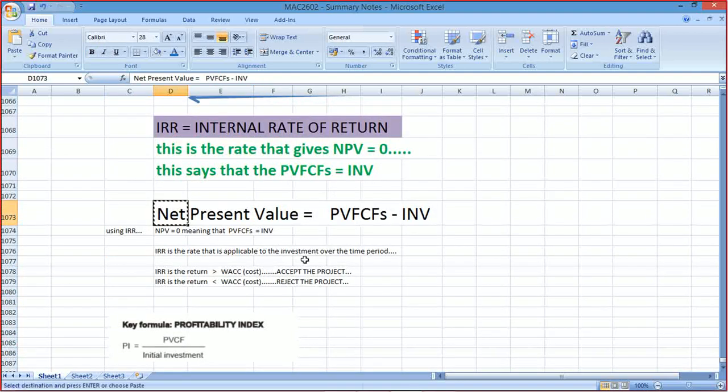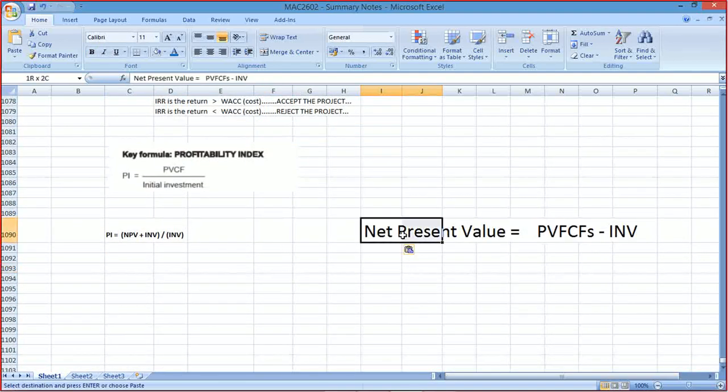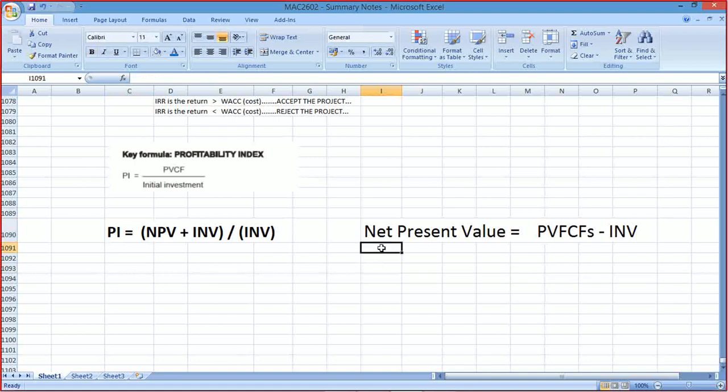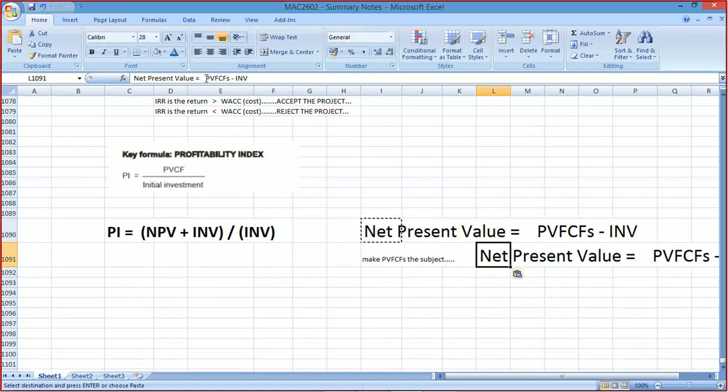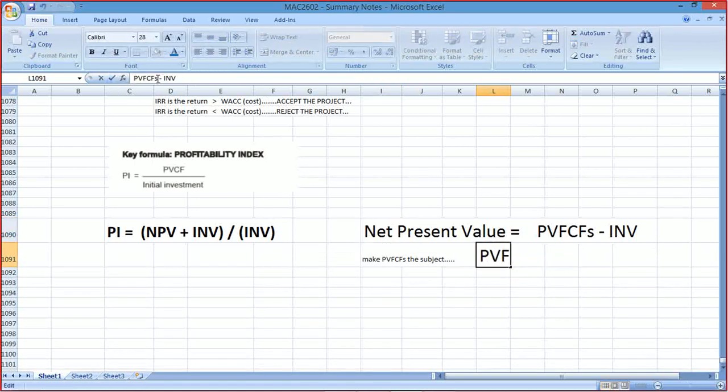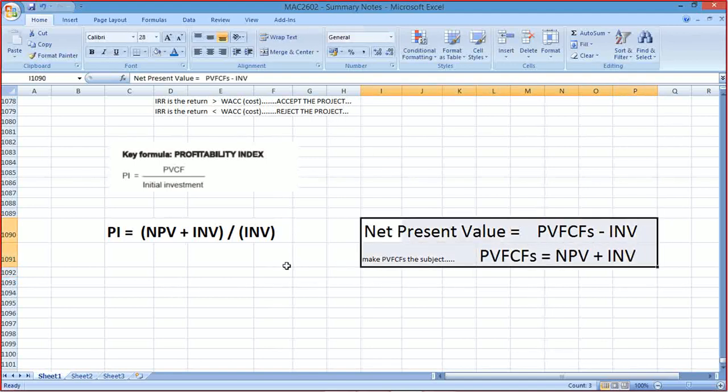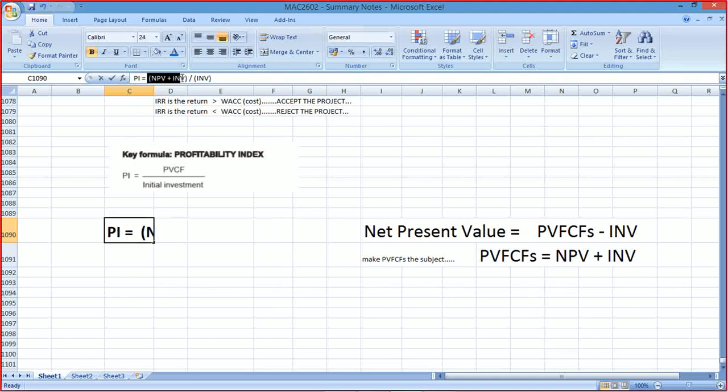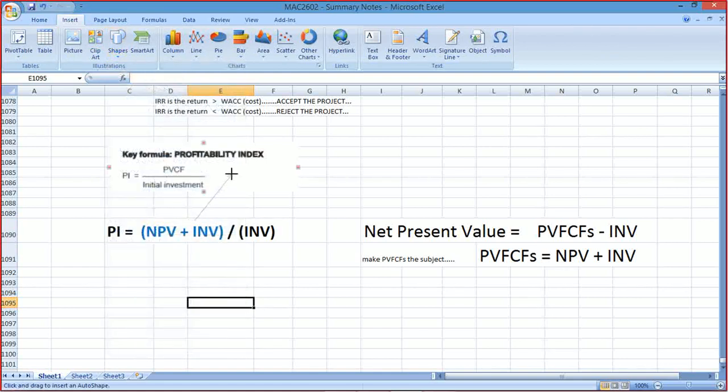The reason I've got that is because of this. Have a look. Net present value equals that. So can I rearrange the equation? Yes, I can. Make the PV of the FCFs the subject. If I rearrange, I'm going to have the present value of your future cash flows equal to your net present value plus your initial investment. Does that make sense? Yes, sir. Do you see the maths? Yes. So what I have here is the same as that.